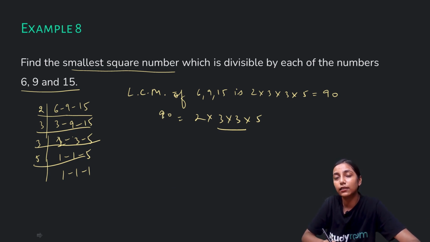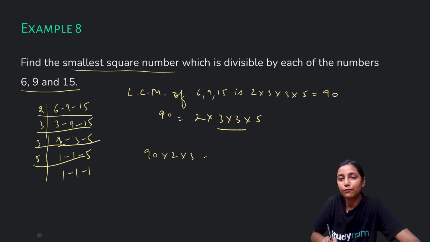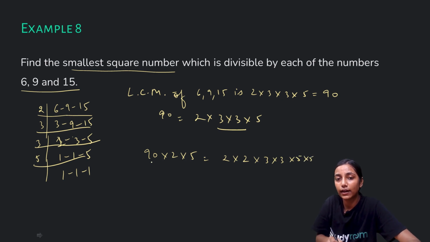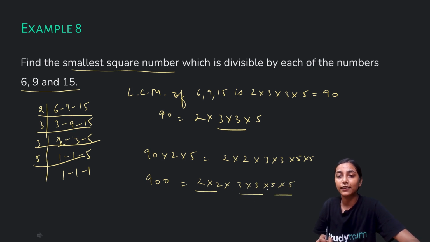For finding such a number, we are going to multiply this number by those factors that do not have any pair, that is 2 and 5. So if we multiply this number by 2 and 5, I am writing 2 with 2 and 5 with 5. The answer here is 900, and its factors will look like this. Now you can see that every factor is in a pair. Therefore, 900 is the smallest square number which is divisible by each of 6, 9 and 15.